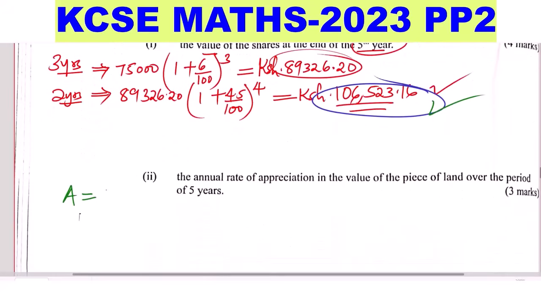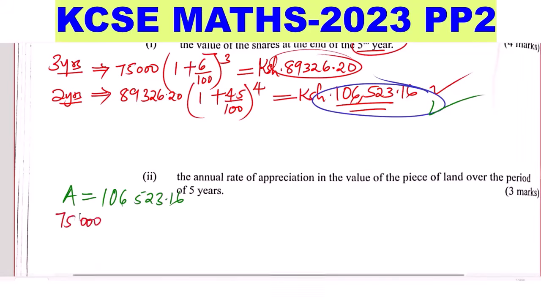So that is what you're going to use. So the amount is 106,523.16. So let us get the appreciation of the land. The amount invested is 75,000. Then 1 plus, the rate is what you don't know, that is what you're calculating. Then the period is 5 years, and the amount will equal the amount you got for the shares, which is 106,523.16.